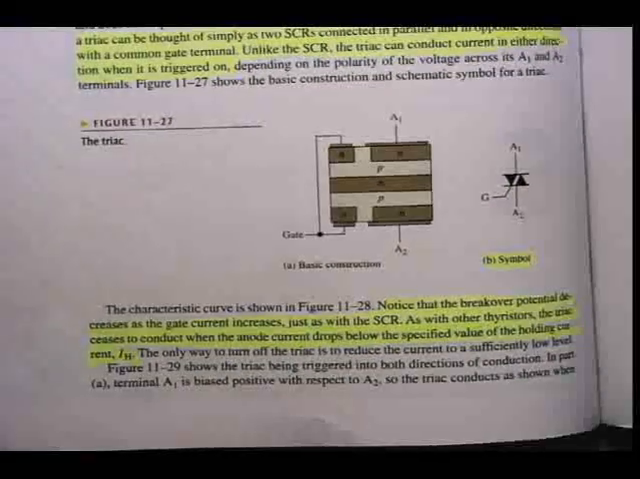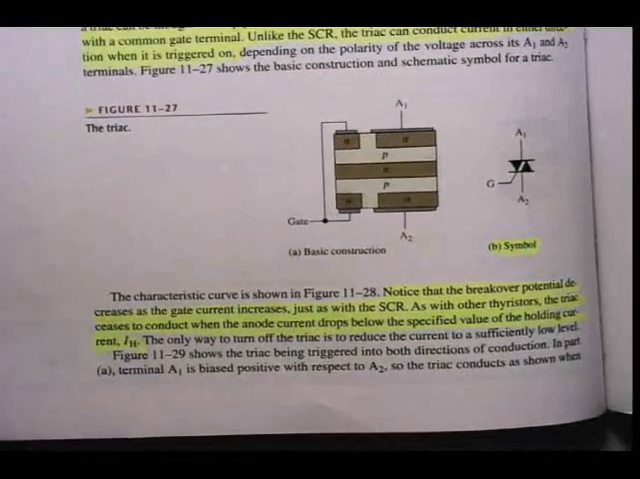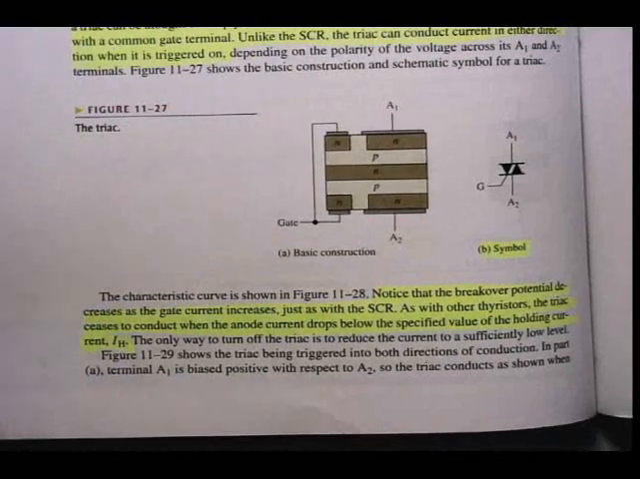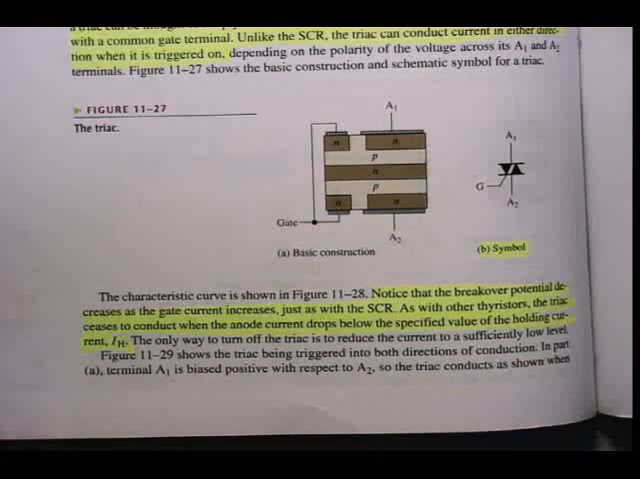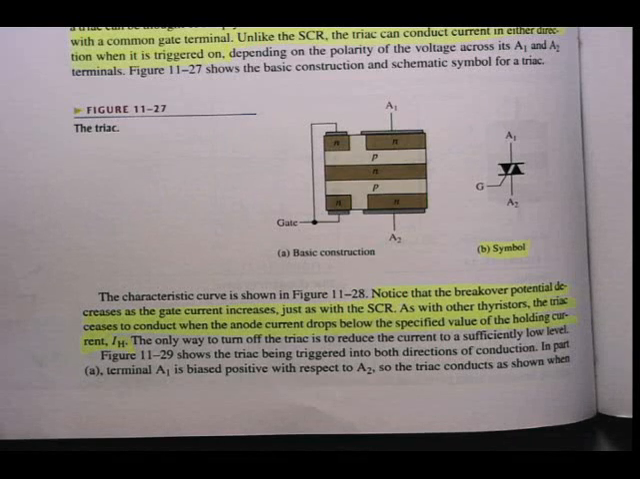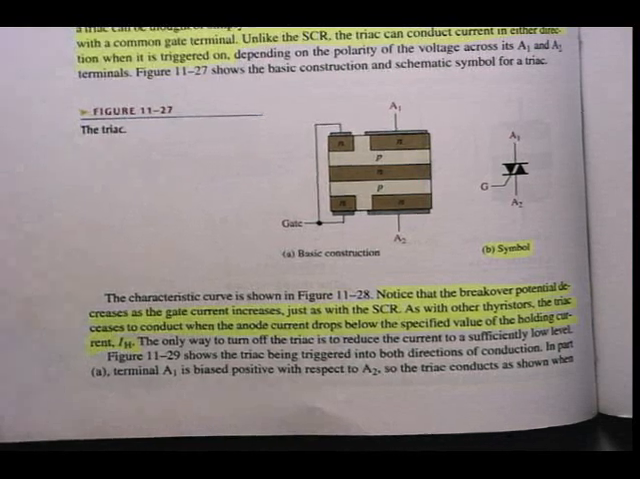All right, and as we've seen with the SCR, just below figure 11-27, notice that the breakover potential decreases as the gate current increases, just as with the SCR. As with other thyristors, the triac ceases to conduct when the anode current drops below the specified value of holding current, IH. Remember that is very important.